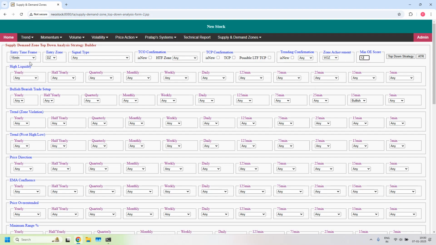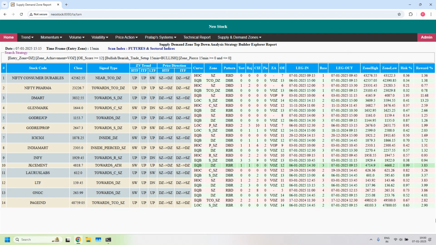All 3 filters are applied to 15 minutes demand zone. Let's verify. We got 14 stocks. Currently these 14 stocks are supporting bullish trade setup for daily income trade. And entry time frame zones are 15 minutes demand zone. All these 15 minutes demand zones, the green color zones, they are all supporting bullish trade setup for daily income trade.